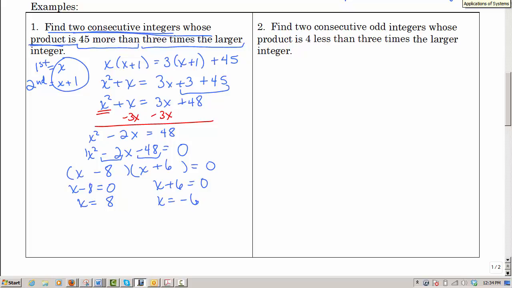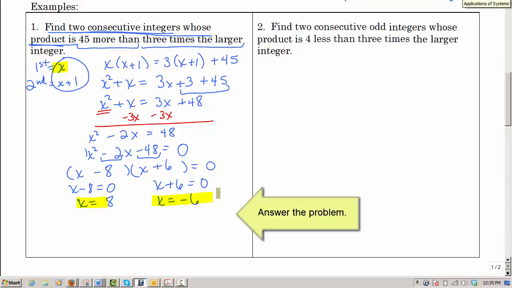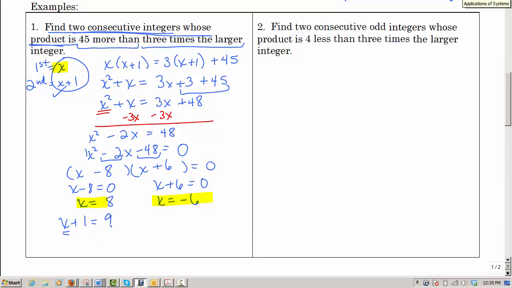Are we done? No. It says to find two consecutive integers. Well, I have found two numbers, but they are not consecutive. 8 is not followed by negative 6, or negative 6 is not followed by 8. This is both answers for x. That means I have two answers for x. I need to know what x plus 1 is. Well, if x is 8, plus 1 is 9, that's two consecutive integers. But wait, I also have x is negative 6, plus 1 is negative 5. That is another set of answers. And yes, you need both.